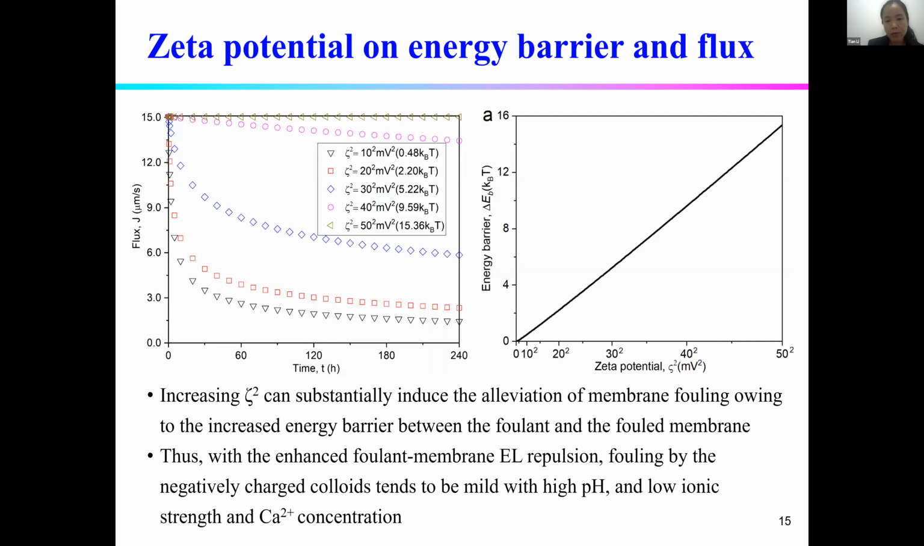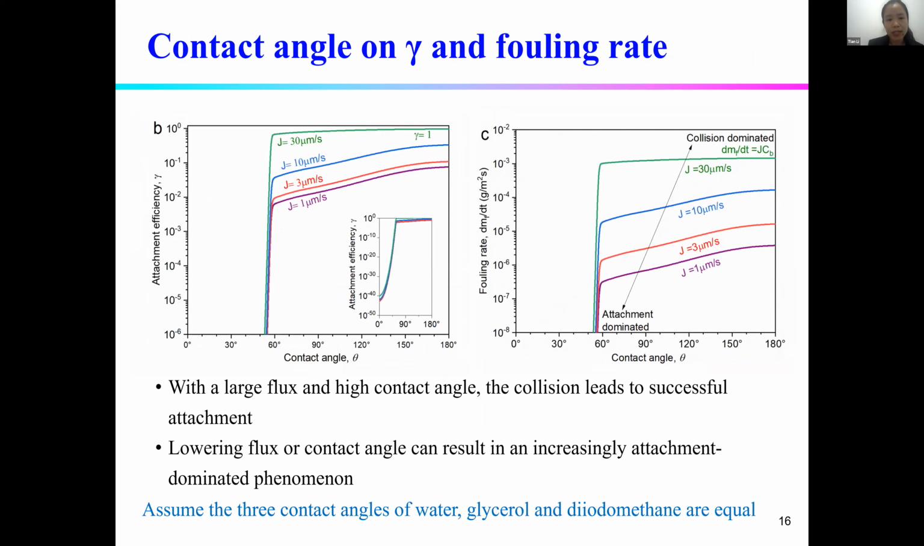And from this, we can also see that with the enhanced membrane-foulant electrostatic repulsion, the fouling by electrically charged colloids tends to be mild at high pH and low ionic strength, and thus also low calcium concentration. Since the contact angle is related to the electrostatic interaction, we also simulate the effect of contact angle on the attachment efficiency and the membrane fouling rate.